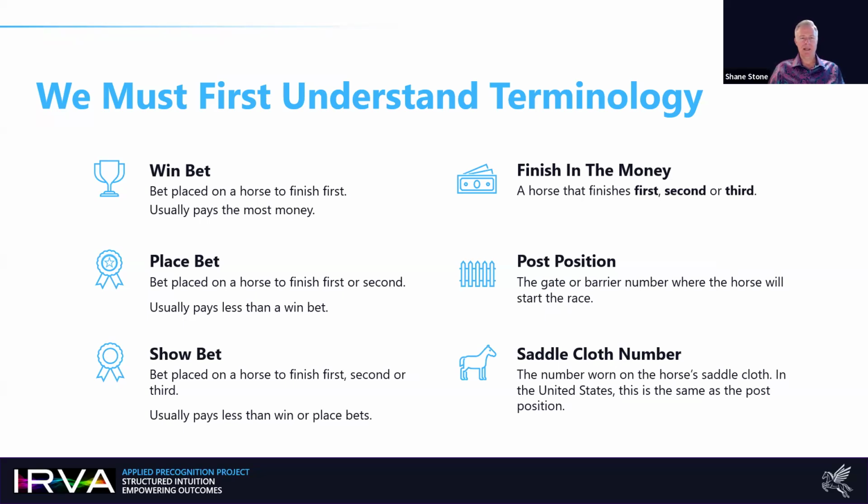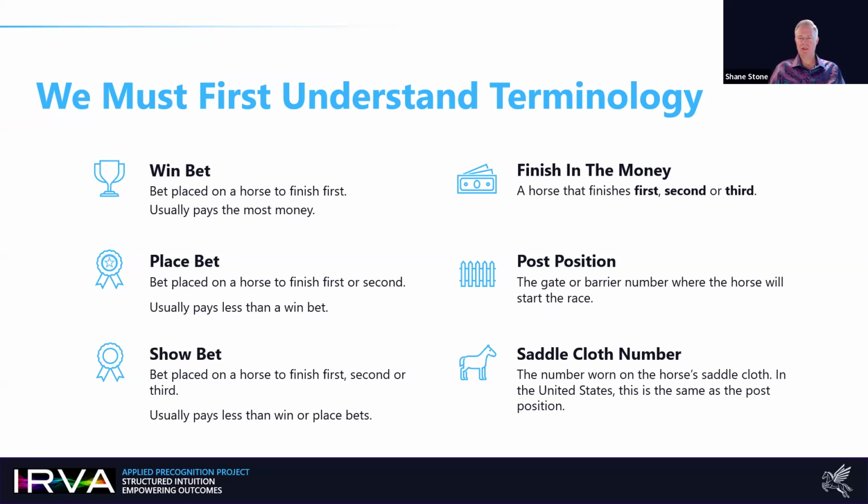We then have the place bet, which is placed on the horse to finish first or second. That pays less than a win bet. Then we have a show bet, where the horse finishes first, second, or third. And again, that pays less than the win or place bets. Finishing in the money means a horse finishing first, second, or third. So essentially, there is a bet type that would have paid us back.